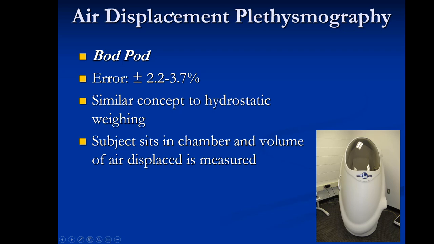As far as other techniques, there's air displacement plethysmography, something called the Bod Pod, which looks like this. The concept is that it measures how much air your body displaces. If you know that, you can again estimate body density, because you can measure body mass with a scale, and then you have the volume, and then you can get body density.